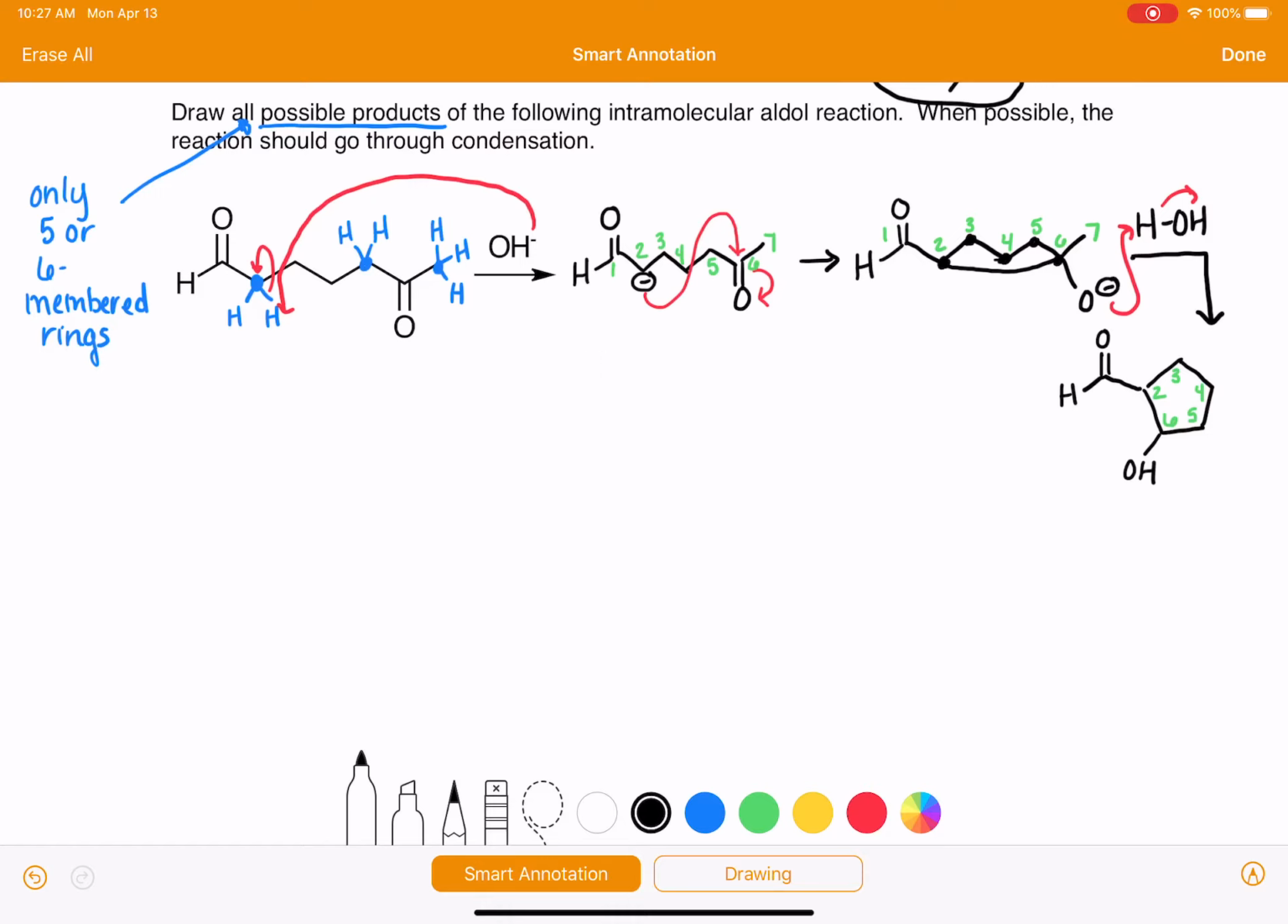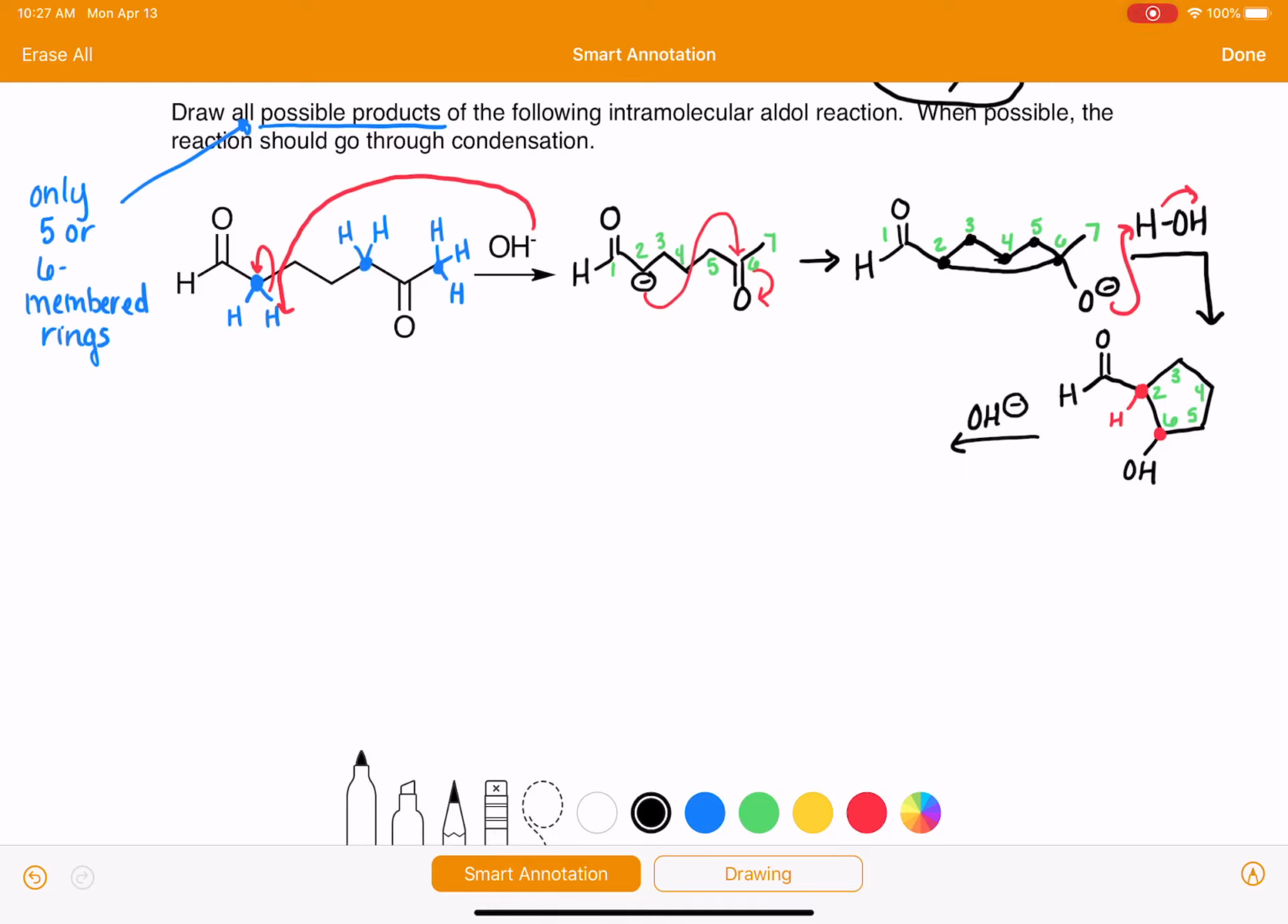Whenever possible, we always want to go all the way through to condensation. So let's remember how to do that. To do that, we need to find the OH carbon, and we need to go towards the aldehyde to the adjacent carbon. Is there a hydrogen on that adjacent carbon? Yes, there is. Since there is, that means that we can do condensation.